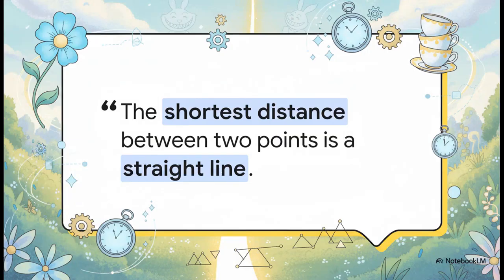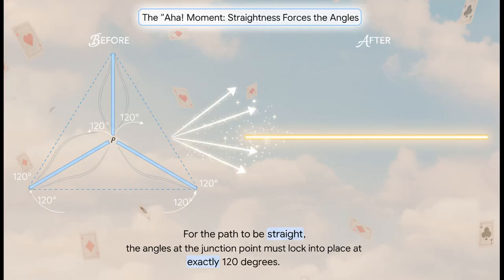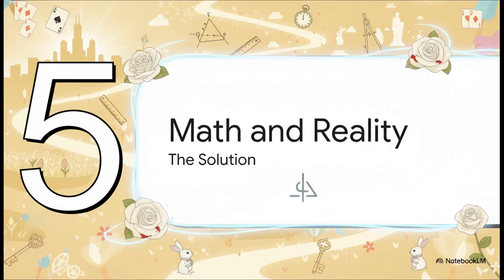And what's the one thing we all learn about the shortest distance between 2 points? It is always, always a straight line. That fundamental idea, something we all know, is the key that unlocks this entire proof. For that long connected red path to be as short as it can possibly be, it has to be a perfectly straight line. And because of the geometry of that 60-degree rotation we did, the only way for that path to become straight is if the angles back at our original junction point lock into place at exactly 120 degrees. A straight line over there forces the 120-degree solution back here. It's just so clever.